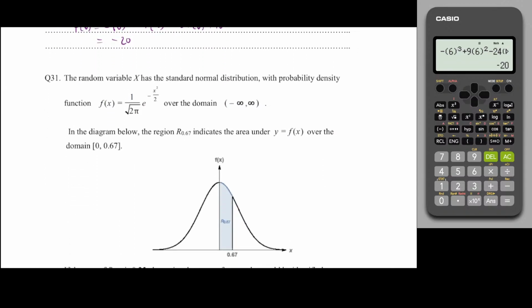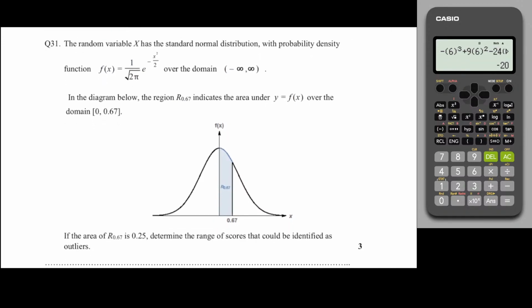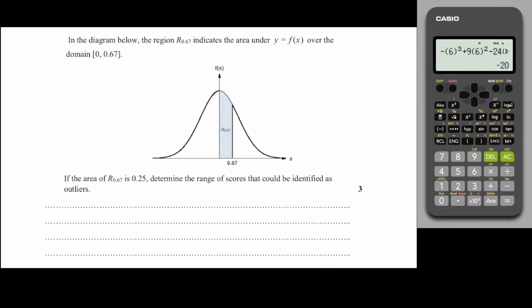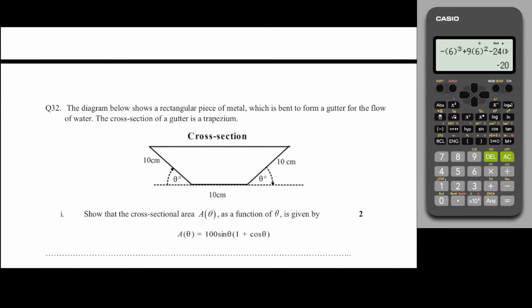Okay, 31 we're going to ignore because, as I said the other night, I haven't actually done a normal distribution yet, so we're going to just leave that one. We'll come back to that at some later point. And it'll also get me to bed sooner, so it's always good.